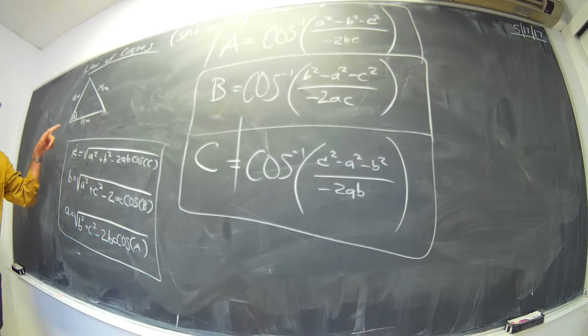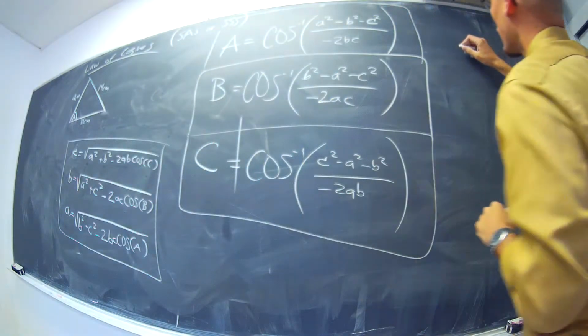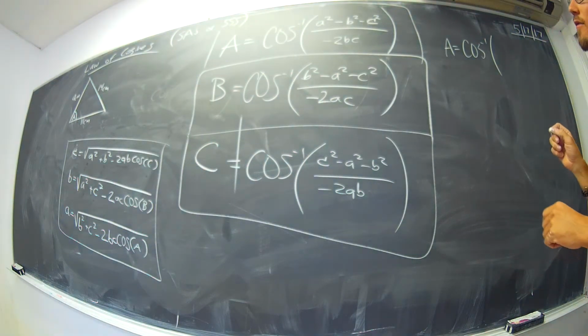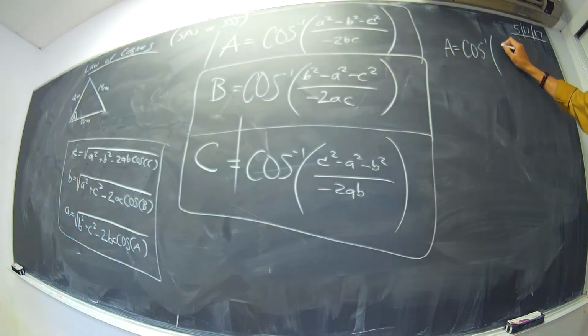So if I'm going to solve for big A, it's going to be an inverse cosine of what is little a? 14 squared. So 14 squared minus the other stuff squared. So minus 9 squared minus 11 squared. You guys following me? Yes. Over negative 2 times 9 and 11, times these two same things.